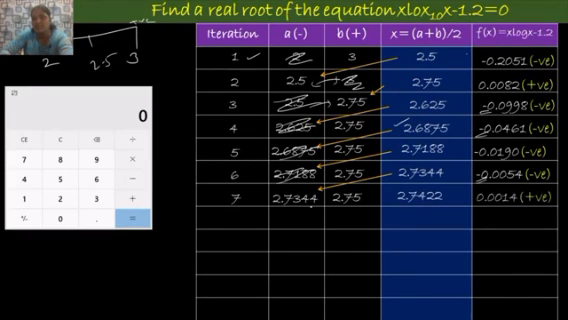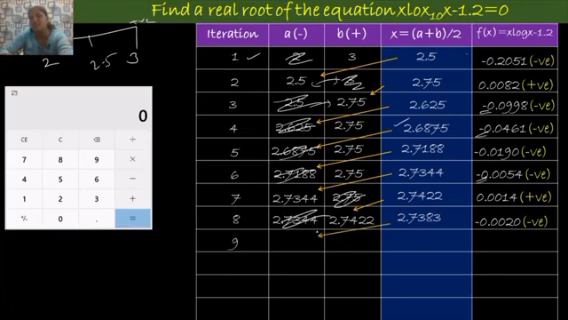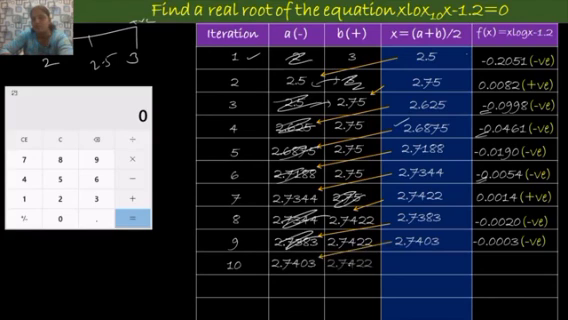At this point, the function takes a positive value. If it is positive, you have to replace the value of b by 2.7422, and add and divide by 2, you get 2.7383. At this point, the function takes a negative value. If it is negative, you have to replace the value of a by 2.7383. Take the value of b as it is, add and divide by 2, you get 2.7403. At this point, the function takes a negative value. Again you have to replace the value of a by 2.7403. Take the value of b as it is, add and divide by 2, you get 2.7313.